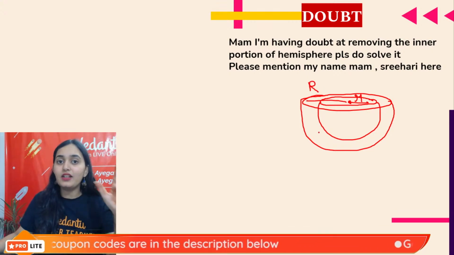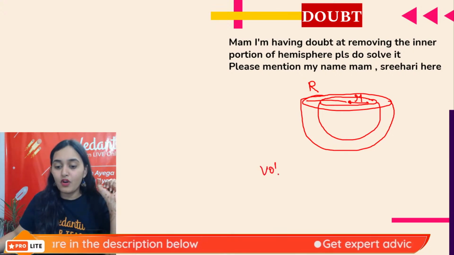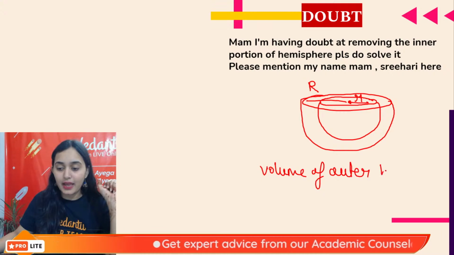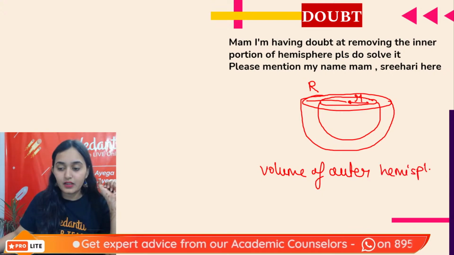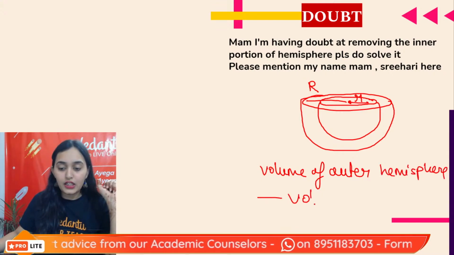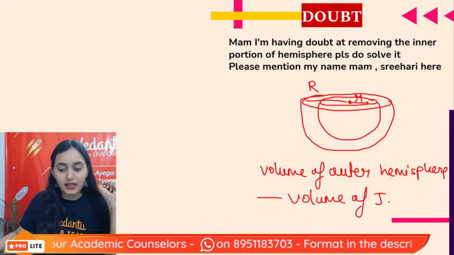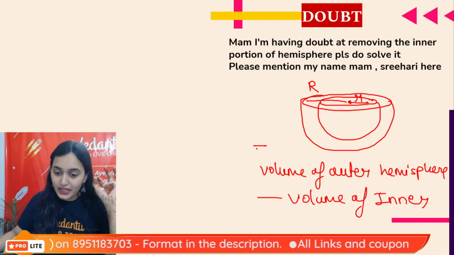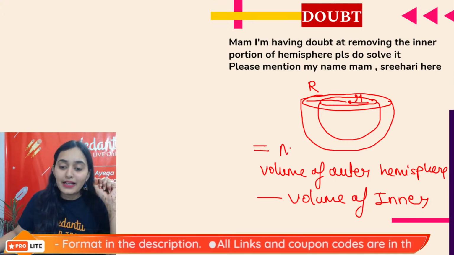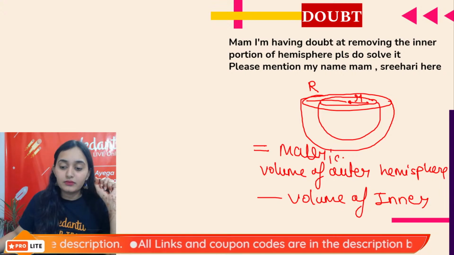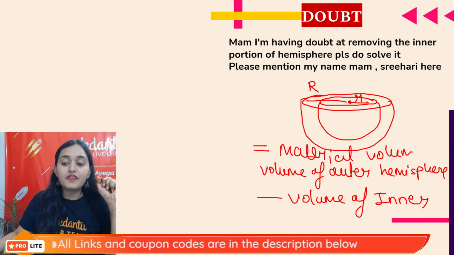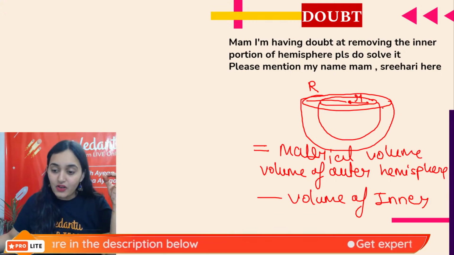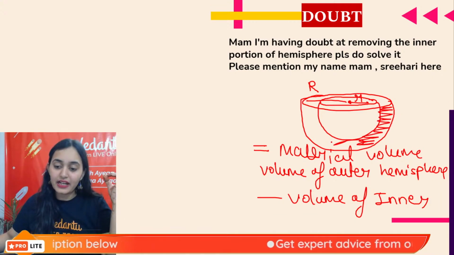So when you are calculating the volume, it will be volume of outer hemisphere minus volume of inner hemisphere equals to what? This will be equal to the material volume. Like if they ask you how much steel, how much glass, how much platinum, whatever they ask. So how much is this material, this shaded portion material?